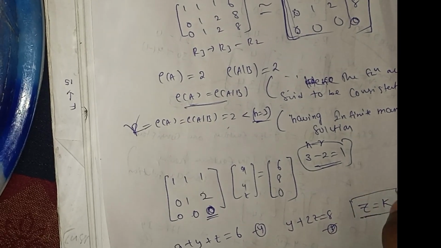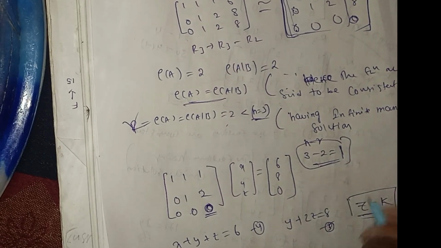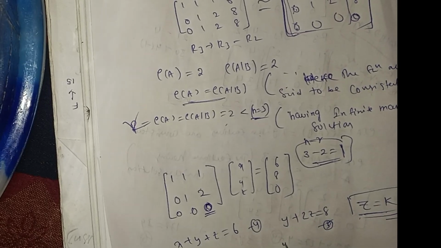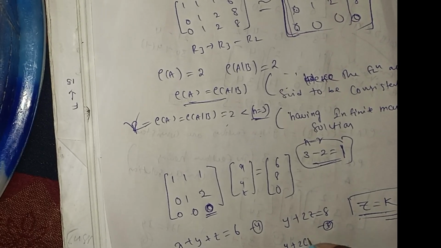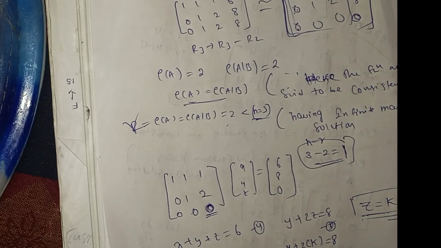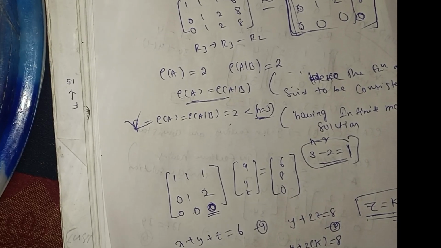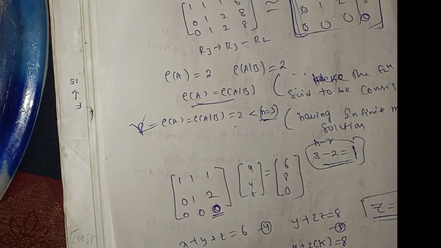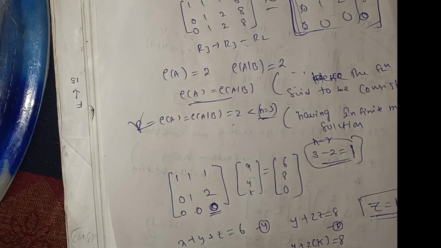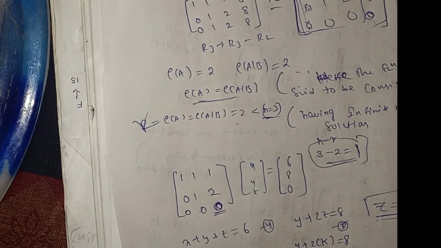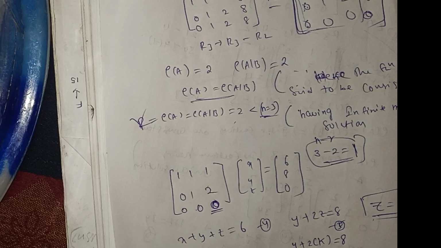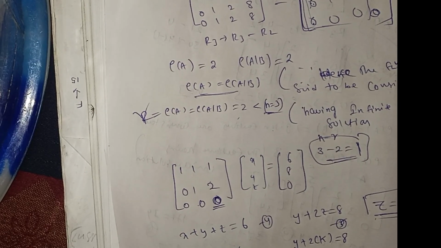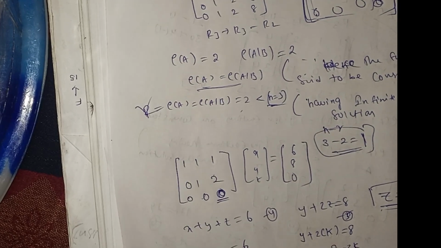This is the arbitrary value. How many arbitrary values do we take? Only one, so z equal to k. This is the sixth equation. Substitute 6 in equation number 5: y plus 2z, in place of z write k, y equals 8 minus 2k. Substitute this y value in the equation: x plus 8 minus 2k plus k equals 6, so x plus 8 minus k equals 6. X equals 6 minus 8 plus k, so x equals k minus 2.